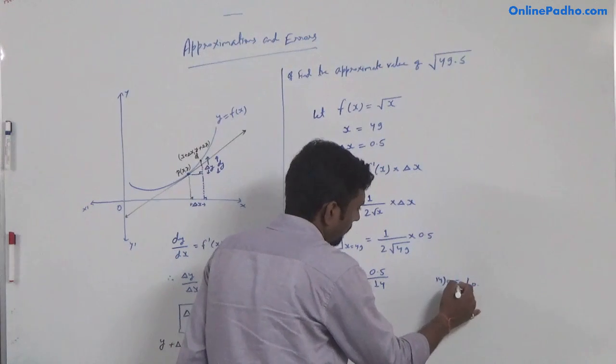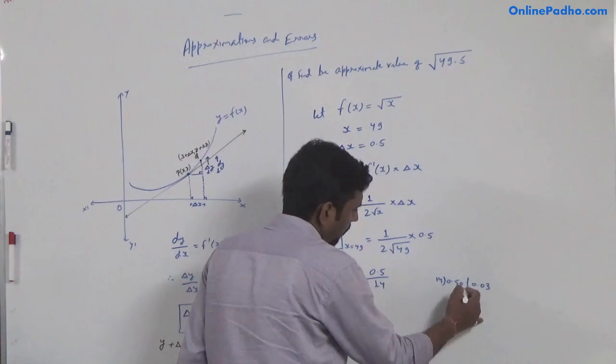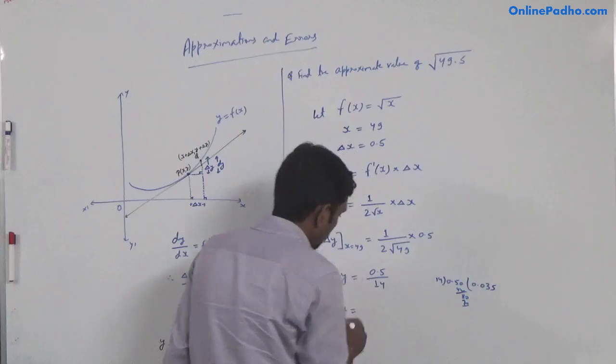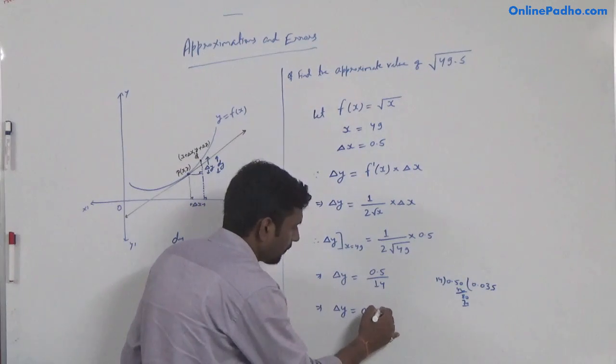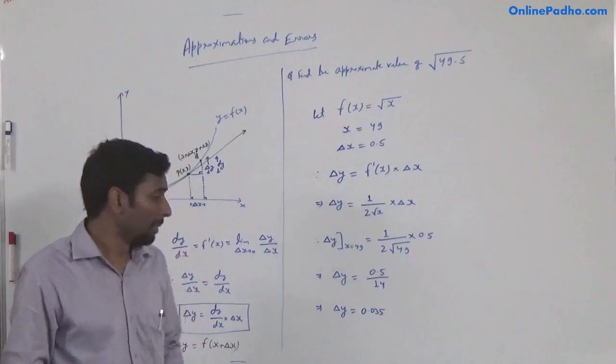We need to divide this one, 0.5 by 14. So 0.5, then 0, then 50. 14 4s are 56, 14 3s are 42, and 8, 80, 70. So this is 0.035. This is the value of delta y, 0.035.